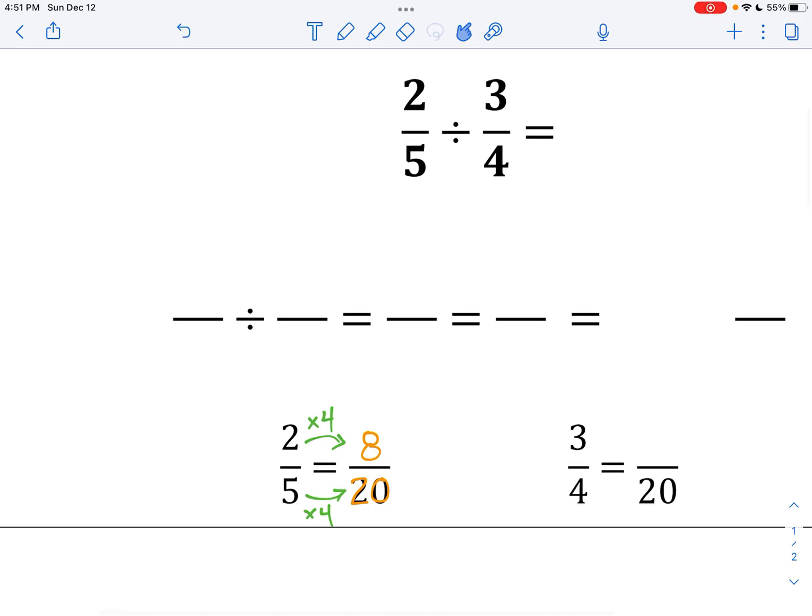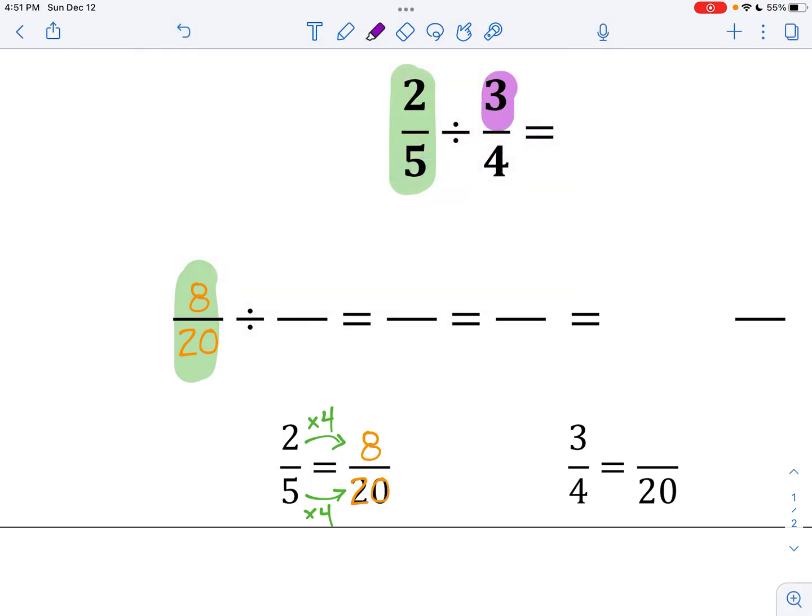I'm going to take that number, oops, let's try that again. I'm going to take that number and I'm going to put it first on this fraction. It used to say 2/5. Now it says 8/20, right? You have to make sure that they're in the same order.